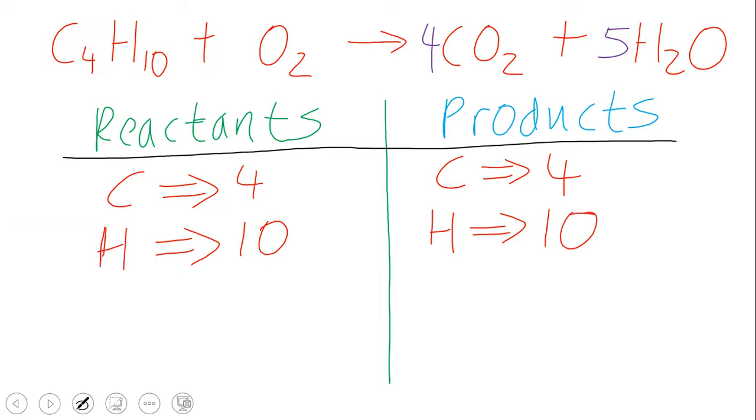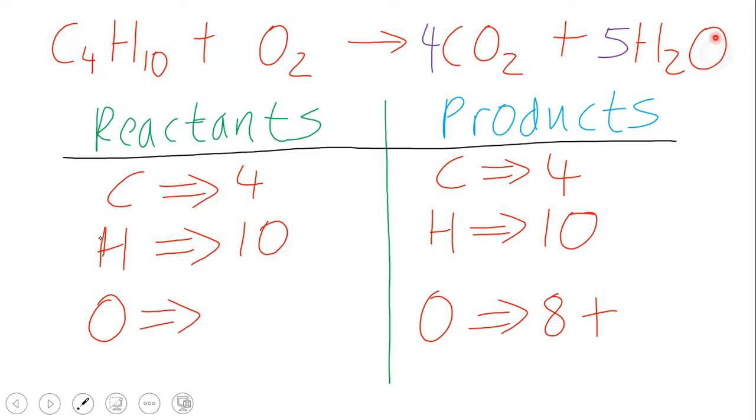All right, so now the oxygens. And this is where it becomes involved and you have to pay attention. For the oxygen, notice that we have 2 oxygen here. And for this side, notice carefully that we have 4 times 2, which is going to give us 8. So we have 8 plus 5 times 1, because when it's by itself with no subscript, we consider it to count for just 1. So it's 5 times 1, which is simply 5. And so this is going to be equal to 8 plus 5. Well, 8 plus 5 is definitely 13, because 8, 9, 10, 11, 12, 13.